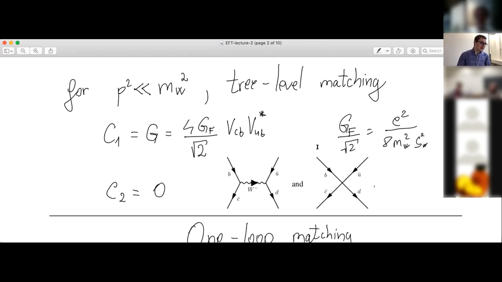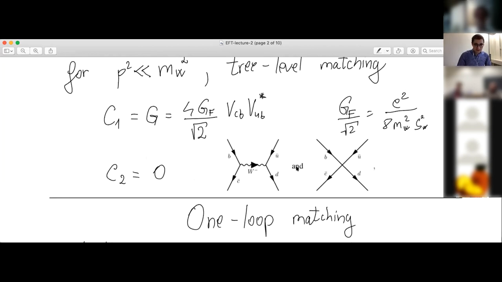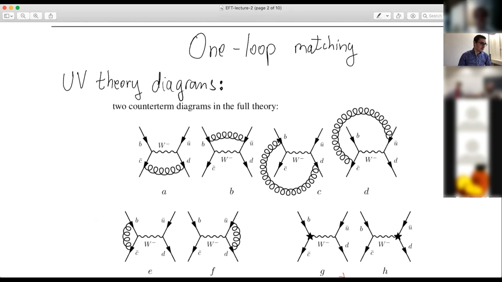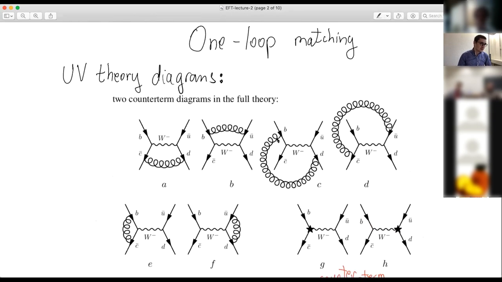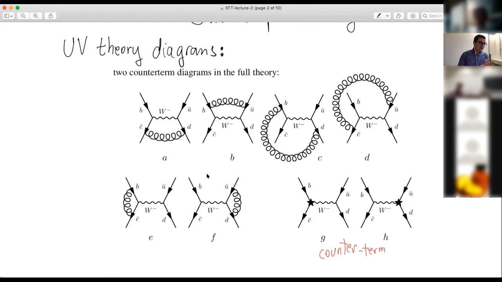All right, but now let's do the one-loop matching. One-loop matching. So at one loop, what do we have to do? We have to calculate one loop in alpha strong, the QCD coupling. We have to calculate the loop correction both in the UV theory and in the EFT, and match those matrix elements.